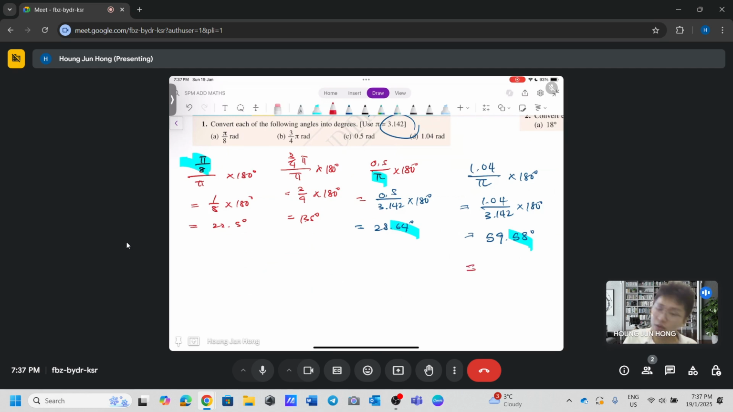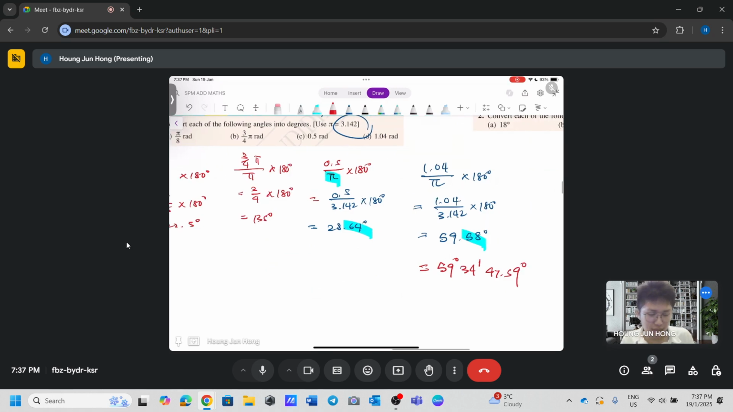Just press the same button you had just now. You can convert this to 59.34 minute, 40.59 degree. Okay, I think it's called second, but anyway, basically this is how you can break it down. Okay, but this is not compulsory.